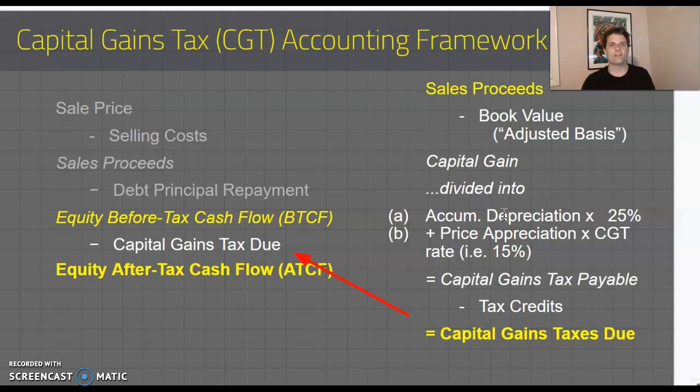That's a real cash flow. That is money that we've made in the sale that is now going to go to the government, not to our equity returns. So we put that cash flow in our capital gains tax due, subtract it from the equity before tax cash flows, again in the period of the sale. So this is only a one-time tax calculation. And that gives us our final period equity after tax cash flows.